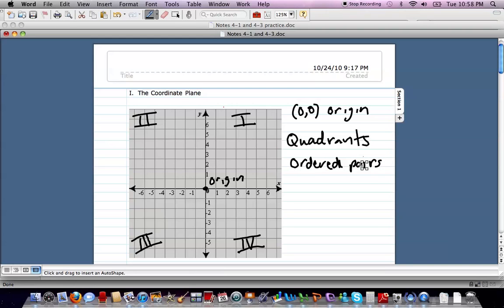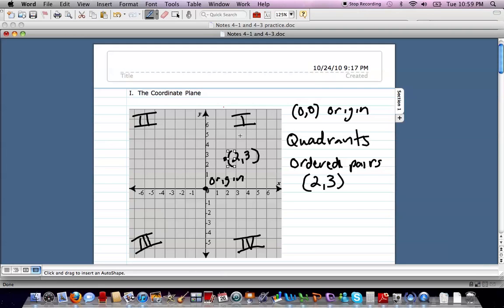Ordered pairs might be, for example, 2, 3 is an ordered pair. Now, to graph 2, 3, I start from the origin and I go along my x-axis. So I go 1, 2 along my x-axis, and my y-coordinate is 3, so I'm going to go up 1, 2, 3. And right there would be 2, 3. Now that would be in the first quadrant.